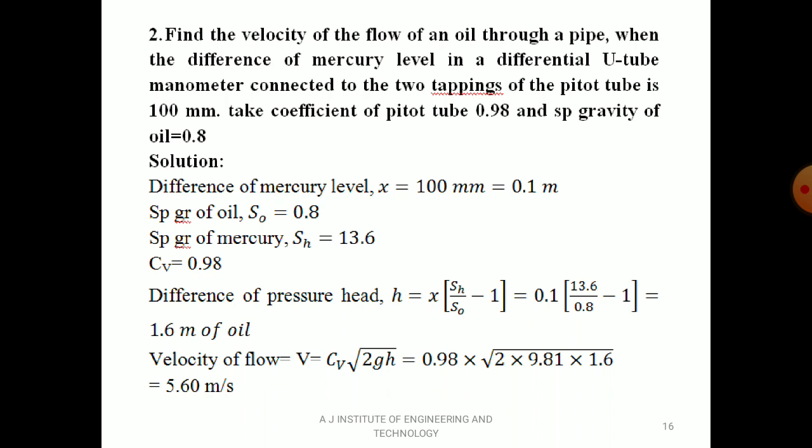So velocity of flow, there is a central velocity V equal to CV into square root of 2GH. So that is equal to 0.98 into square root of 2 into 9.81 into 1.6. That is equal to 5.60 meter per second. There is a central velocity. They told to calculate velocity. So there is a solution for second problem.